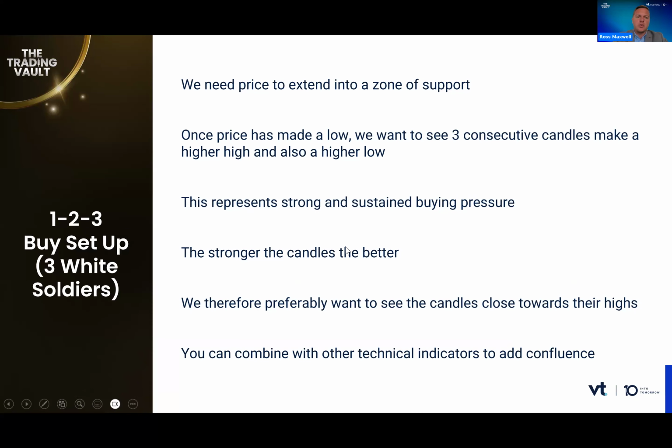So a 1, 2, 3 buy setup, or sometimes it's called 3 white soldiers, is we need price to extend into a zone of support. Once price has made a low, we want to see 3 consecutive candles make a higher high and also a higher low. This represents strong and sustained buying pressure. The stronger the candles, the better. We therefore preferably want to see candles close towards their highs.